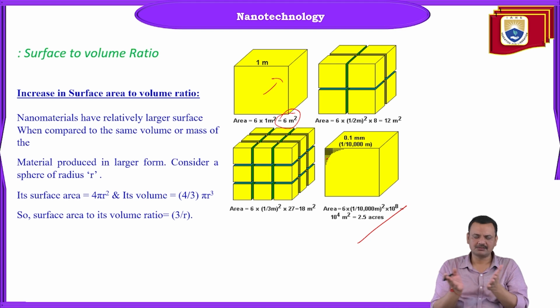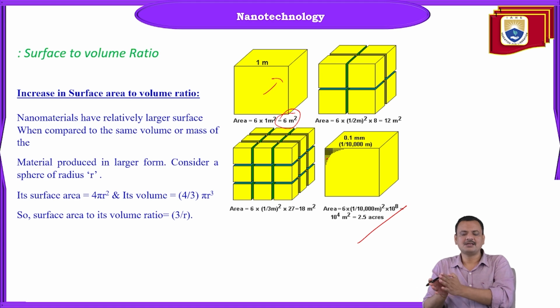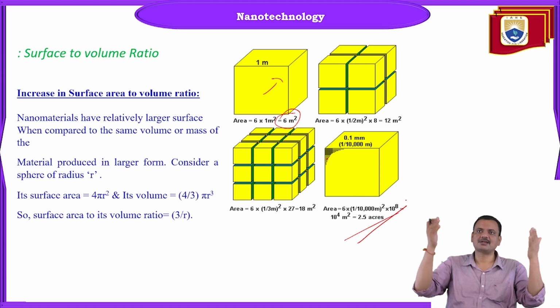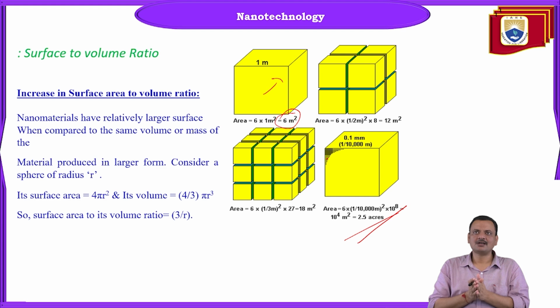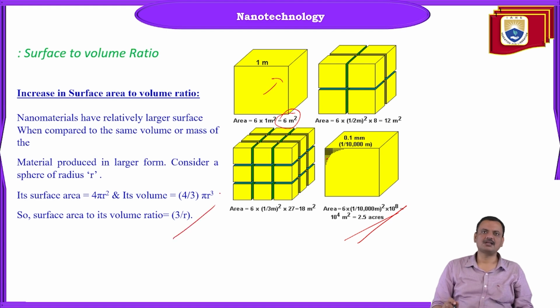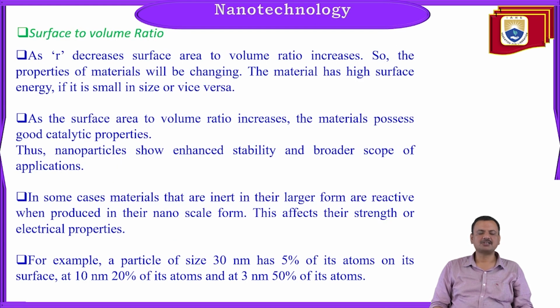Obviously 0.1 mm is not a nano regime, but even if you go to the nano regime, the surface area becomes 100 crores. So now all the atoms considered in the nano region are available at the surface, so they will react more in comparison to their bulk counterpart. The surface to volume ratio is generally given by 3 by R. As R decreases, the surface area to volume ratio increases, so the properties of the material will change. The material has high surface energy if it is small in size.